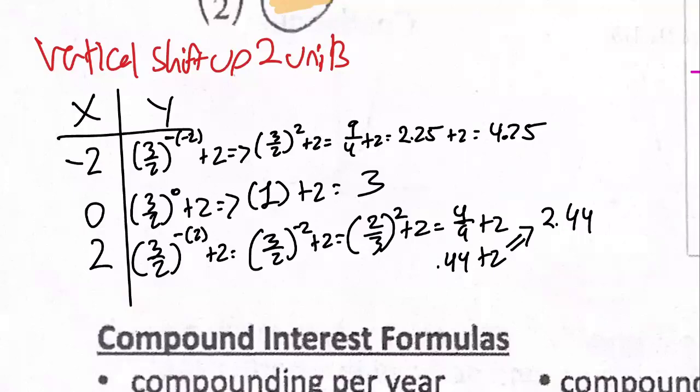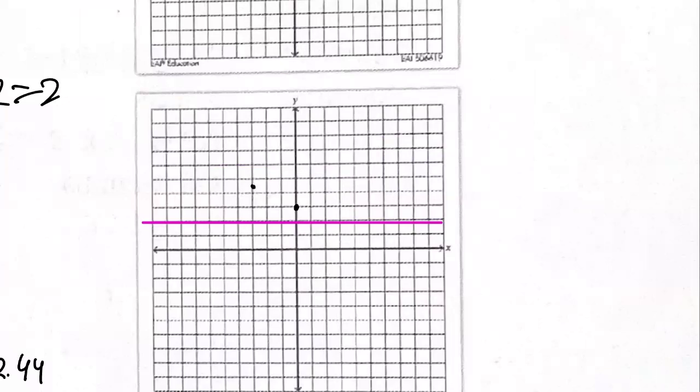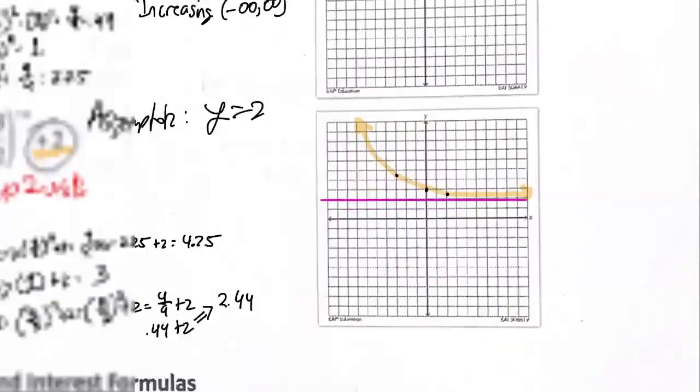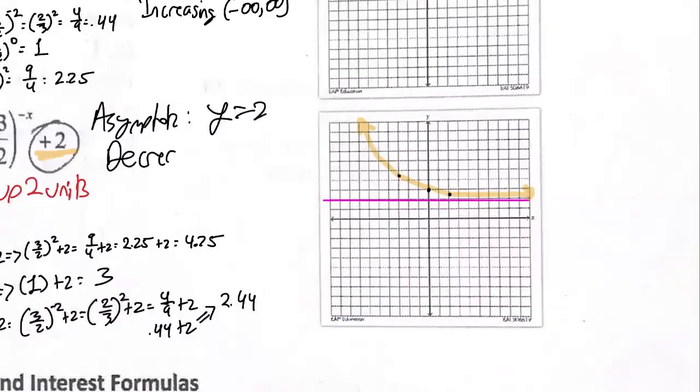So when we graph it, -2 is positive 4.25. So these are actually switched. This is important because our graph is no longer increasing, it's actually decreasing.